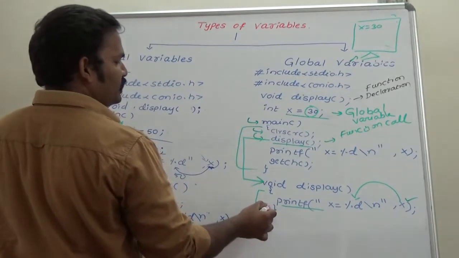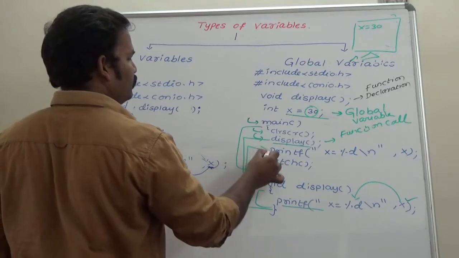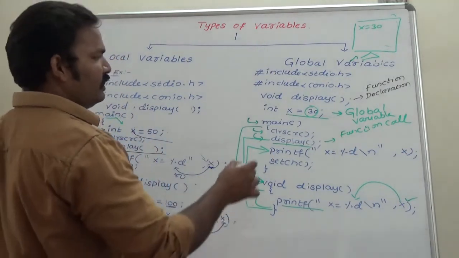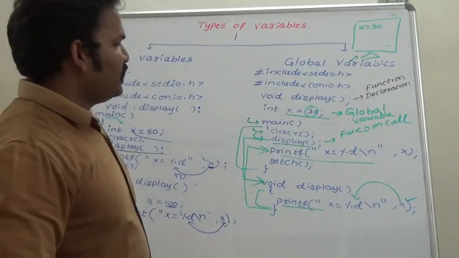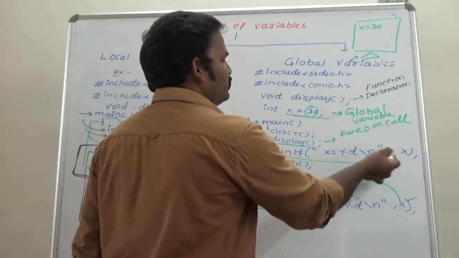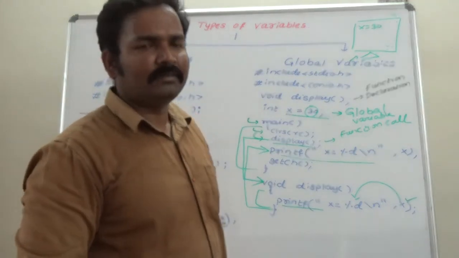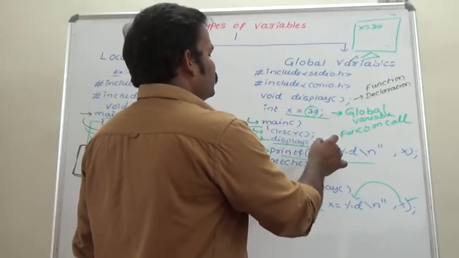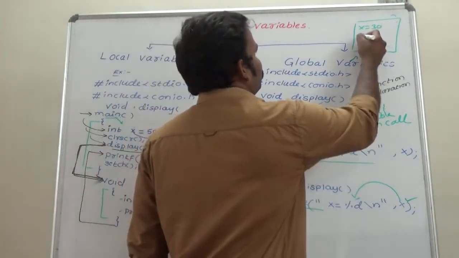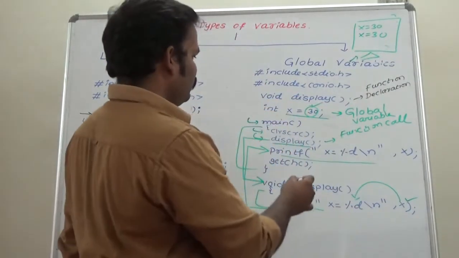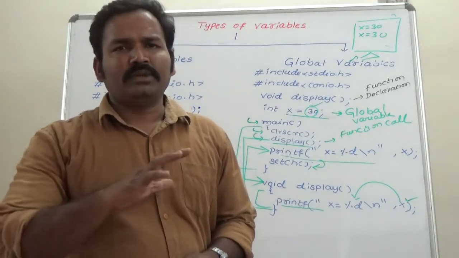Next, after executing all the statements, the execution control is transferred to the main function. In the main function also the printf function is there. This printf function will print the x value on the screen. Again, in the main function also there is no local variable x. So at that time printf will print the global variable x value. So x is equal to 30. Next, getch. So program execution completed.